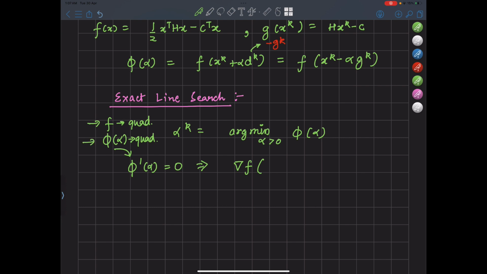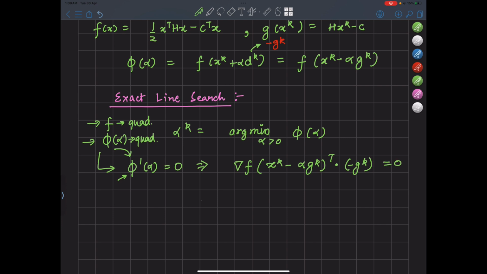All right, and because phi is quadratic, there is only one local and global minimum, and it occurs when the gradient is 0. So this should give us the value of alpha in exact line search. So gradient of f at x_k minus alpha g_k, transpose, dot minus of g_k. This will be the differentiation of phi with respect to alpha. This should be 0.